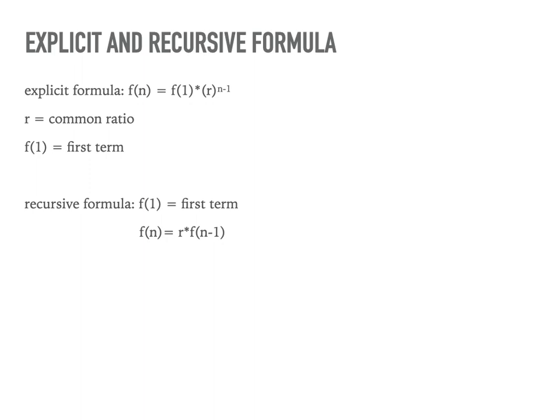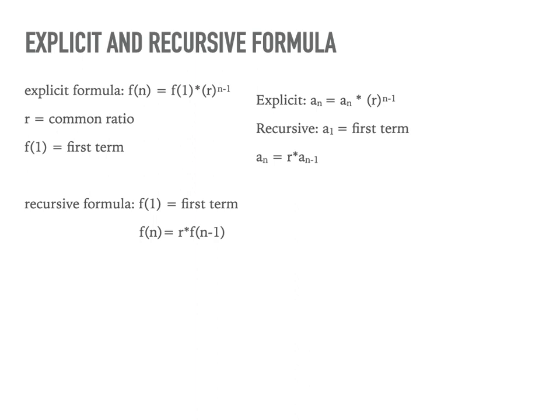Now I'll be showing you the formulas in a sub n order. The explicit formula for a sub n is a sub n equals a sub 1 times r to the power of n minus 1. And recursive is a sub 1 equals first term, and then a sub n equals r times a sub n minus 1.